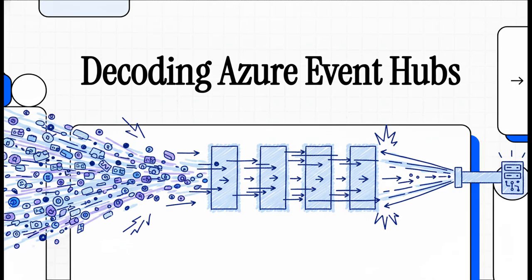So if you're dealing with massive streams of real-time data, you absolutely know the struggle. How in the world do you ingest and process millions of events every single second without your entire infrastructure just buckling under the pressure? Well, that is exactly the problem Azure Event Hubs was built to solve.